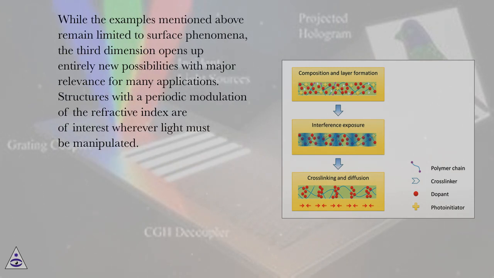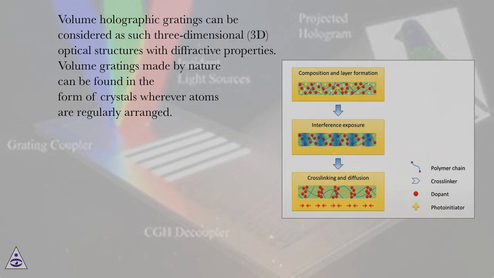While the examples mentioned above remain limited to surface phenomena, the third dimension opens up entirely new possibilities with major relevance for many applications. Structures with a periodic modulation of the refractive index are of interest wherever light must be manipulated. Volume holographic gratings can be considered as such three-dimensional, 3D, optical structures with diffractive properties.